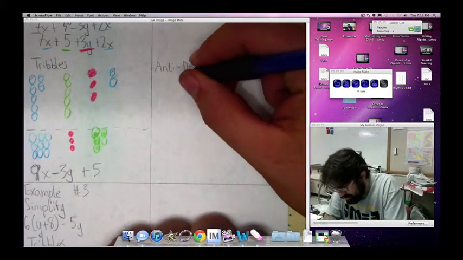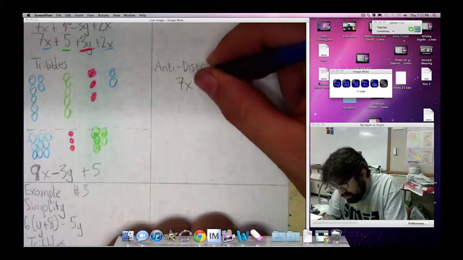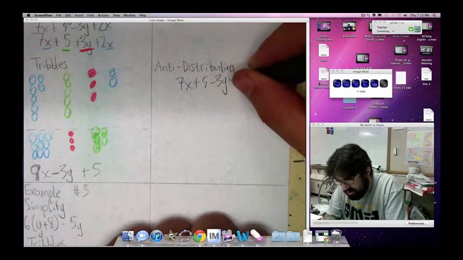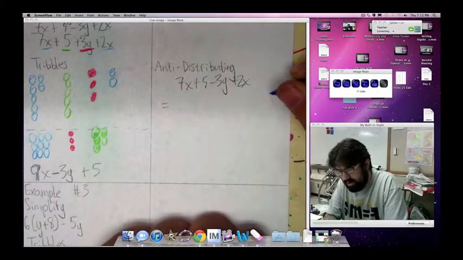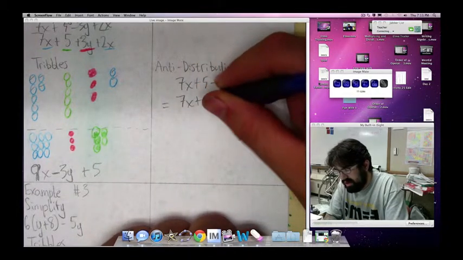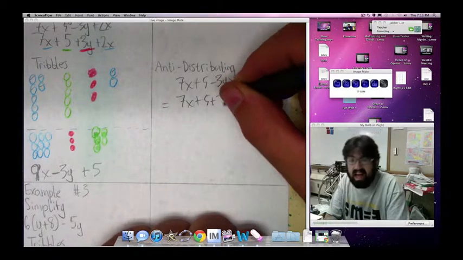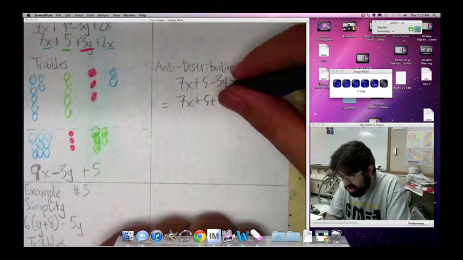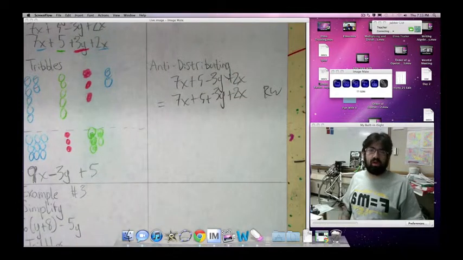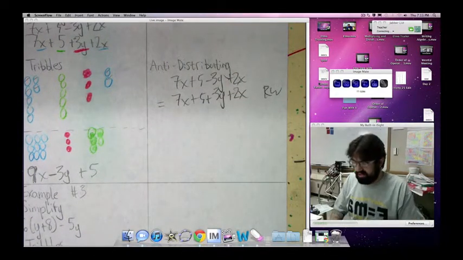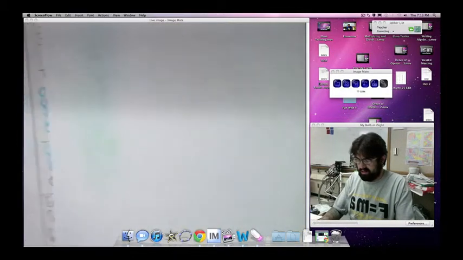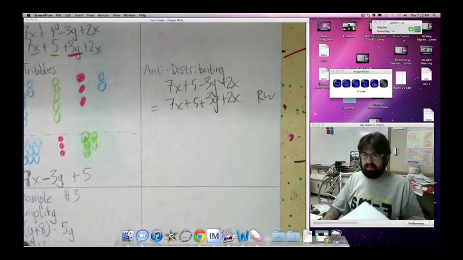Start with my original problem. 7x plus 5 minus 3y plus 2x. I'm going to rewrite 7x plus 5 plus negative. I'm going to add the opposite, 3y plus 2x. Now comes my next step, and I've got this written down below in my tool bag. This is it. Actually, I'll give that to you in a minute.